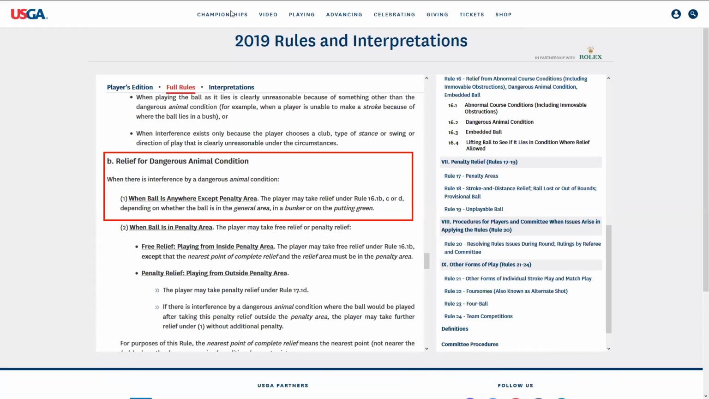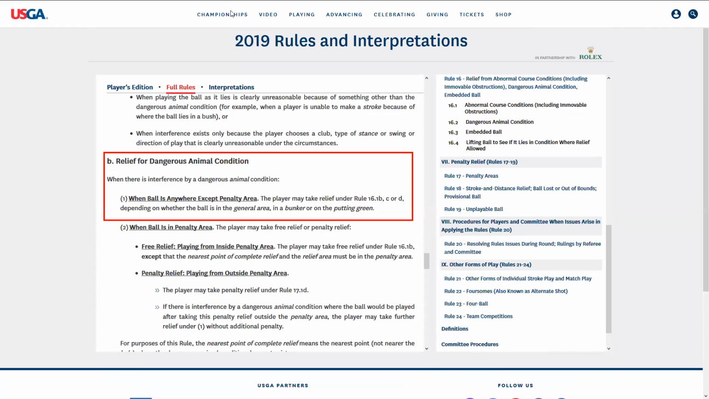And then it says relief is not allowed when playing the ball as it lies is clearly unreasonable, or when interference exists only because of a choice of club, stance, or swing that's unreasonable. So let's talk about how you get relief.